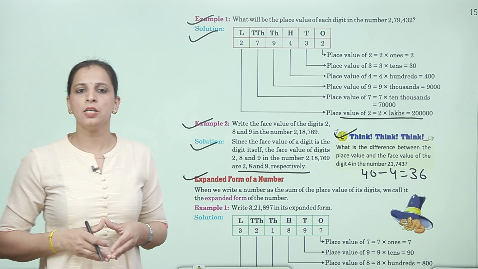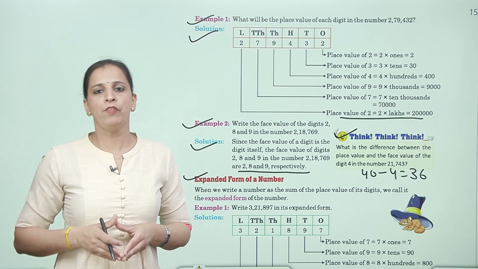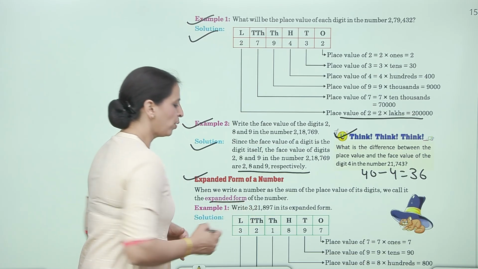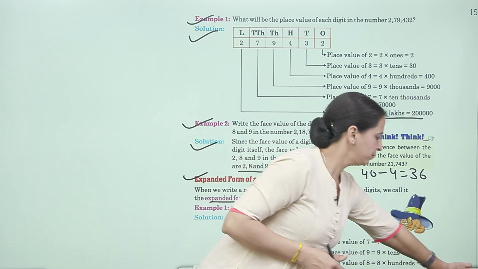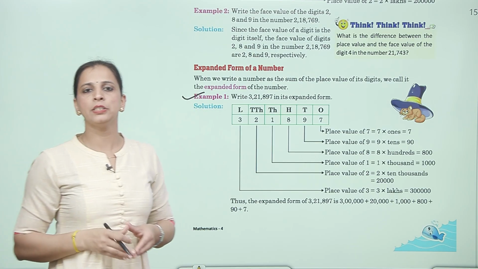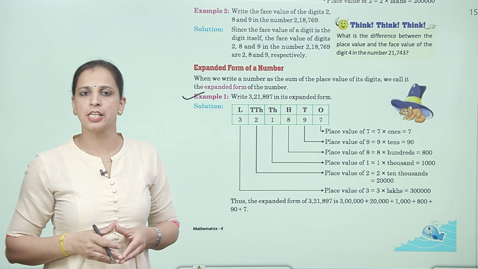Now, expanded form of a number. When we write a number as the sum of the place values of its digits, we call it the expanded form of the number. Now, example 1. Write 3,21,897 in its expanded form.